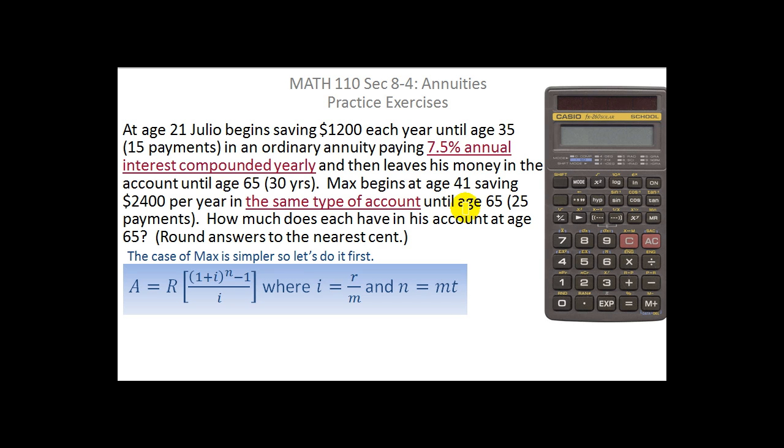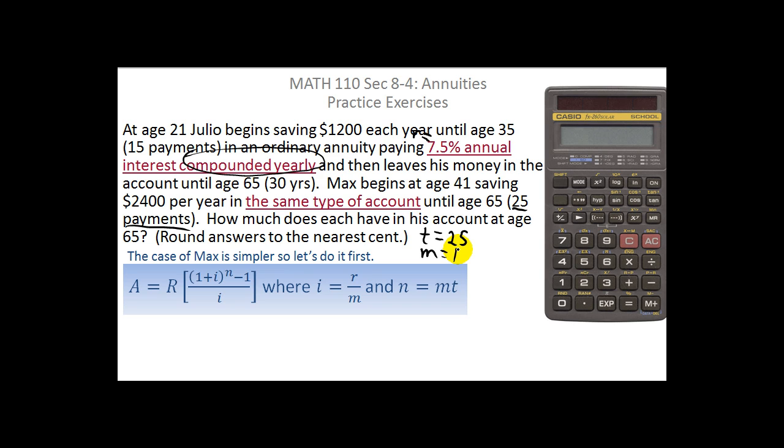And Max is going to leave it in there for 25 years. Once a year payments, 25 payments equals 25 years. So for this particular problem for Max, we know that the time is going to be 25 years. So T is 25. The interest rate is 7.5%, so little r is 7.5%. And it's compounded annually. It's compounded yearly, means annually. So that means that M is equal to 1.